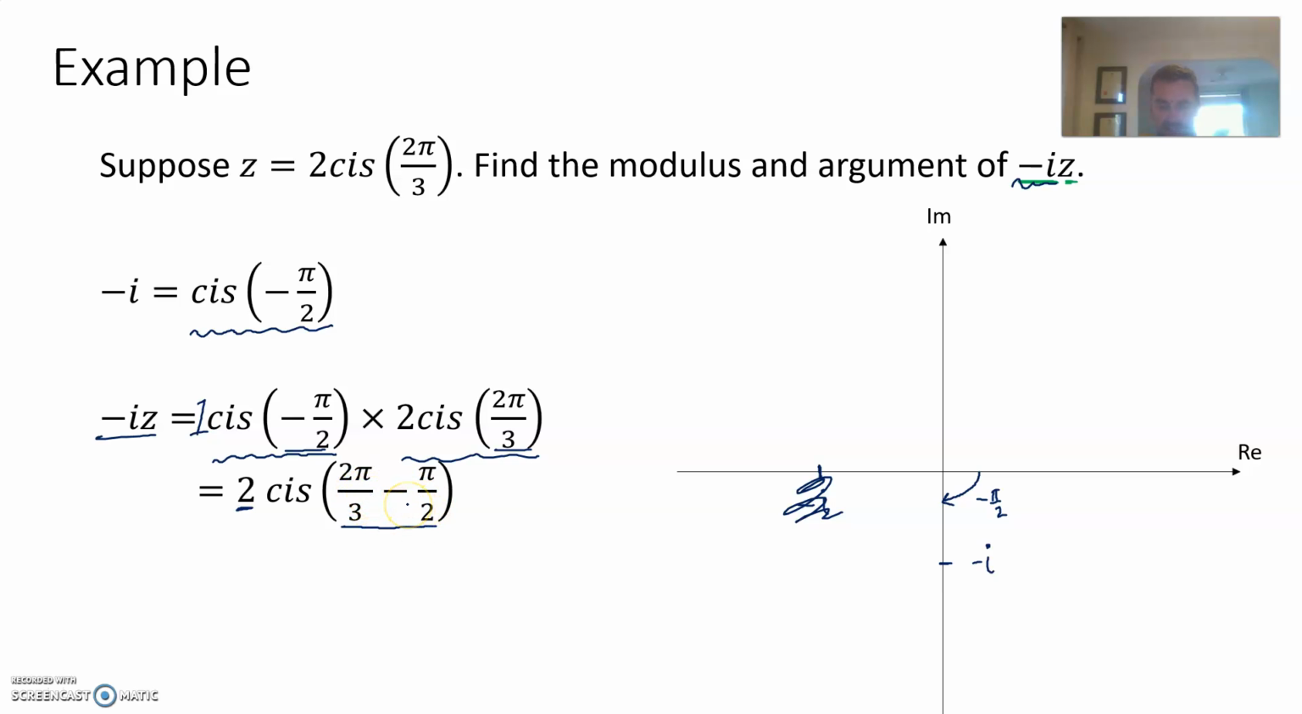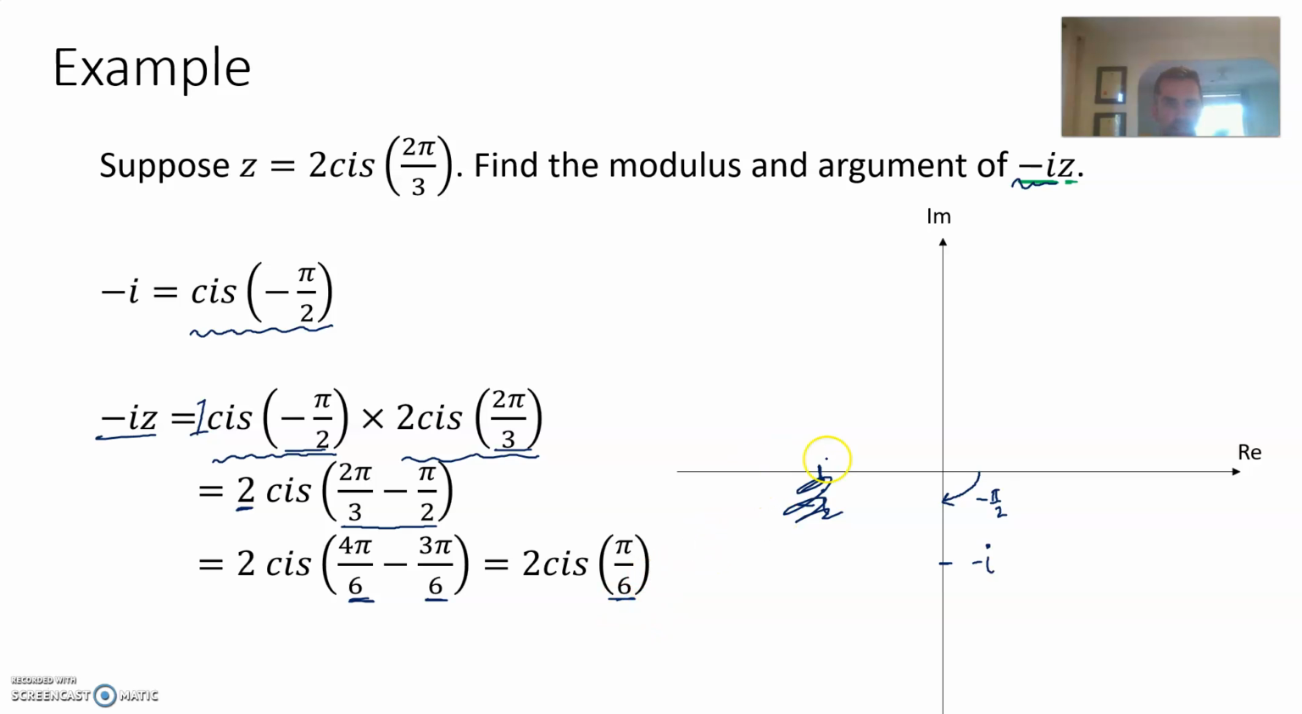We're just adding those two together. They're thirds and halves, so we need to do a bit of fractions and get them both over 6. So 4 pi over 6 minus 3 pi over 6. All I've done there is multiply that one by 2 over 2, and that one by 3 over 3. So 4 pi over 6 minus 3 pi over 6, and we end up with 2 cis pi on 6.